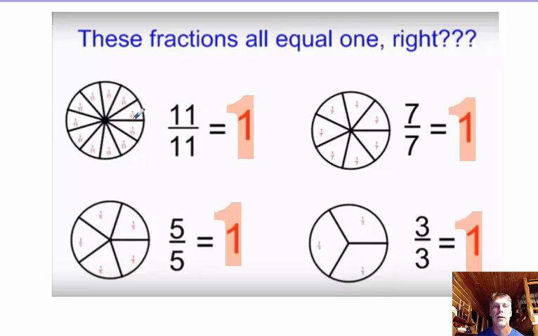So here we go. Here's 11/11. I'm going to make this little red 1 here to represent 11 out of 11. So 5 out of 5, same thing. 7 out of 7, it represents the whole thing, which equals 1. Or 3 out of 3. Any number over itself represents a whole, which is equal to 1, which is the identity. So we're going to put those two concepts together here.